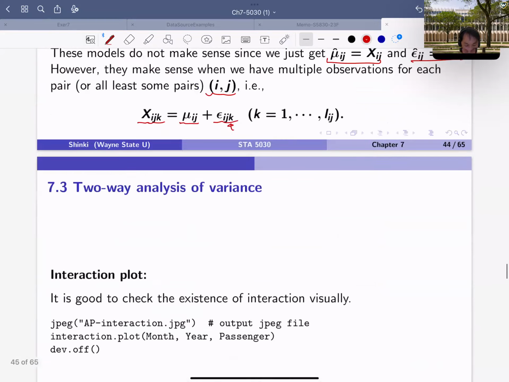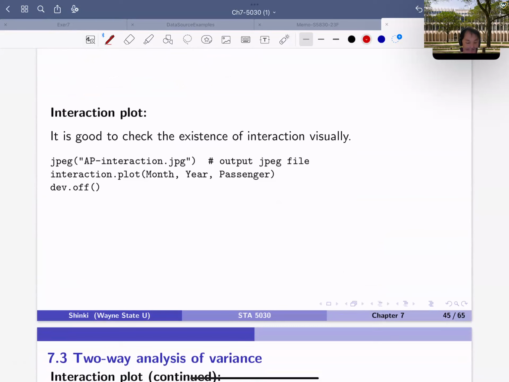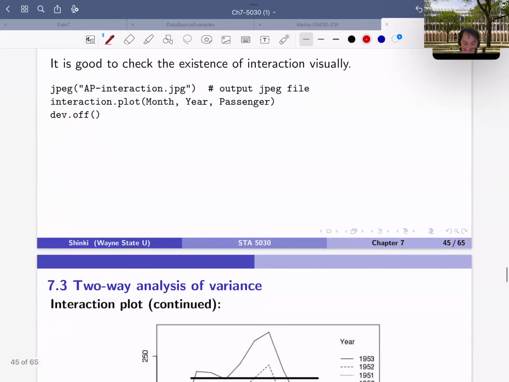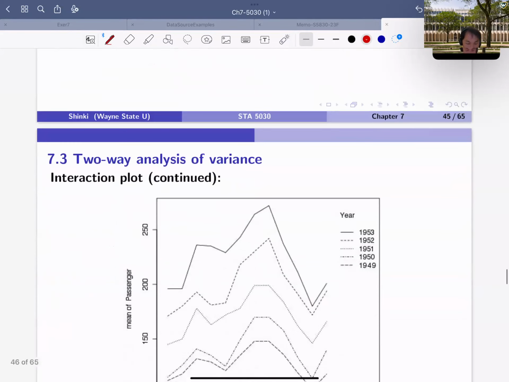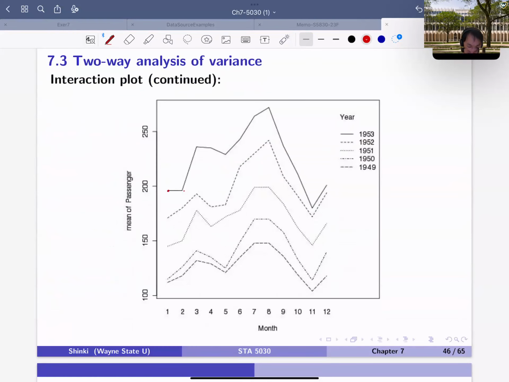So yeah, we study the model with interaction. Actually, we go back a little bit to the air passenger data. Even if we don't really have multiple observations for each pair ij, we can still make this interaction plot. This is just one observation for each point, but the x-axis is month, and the different lines express the different years. In this way, we can see whether the seasonal pattern depends on the year or not.